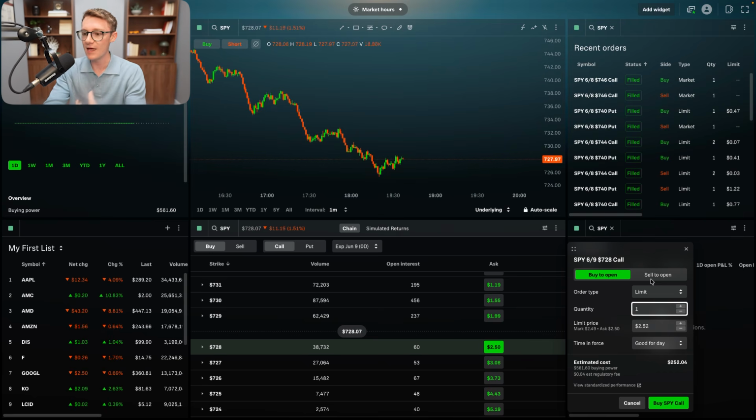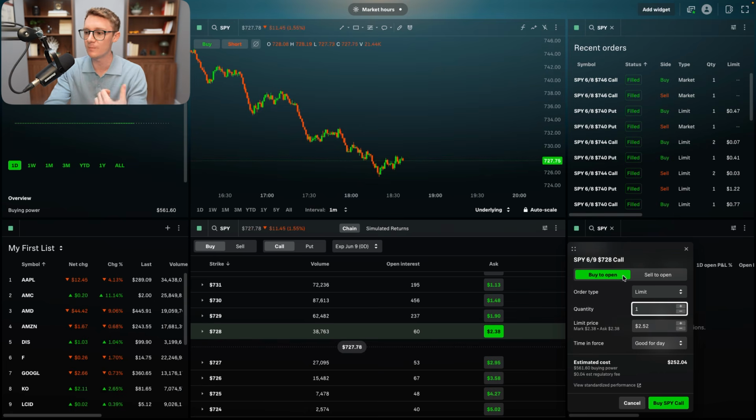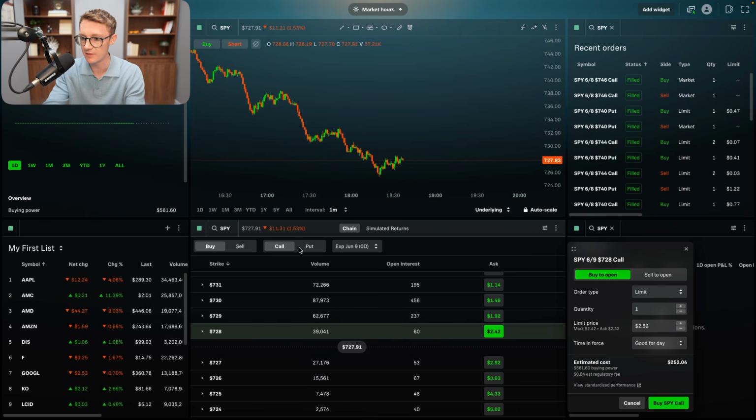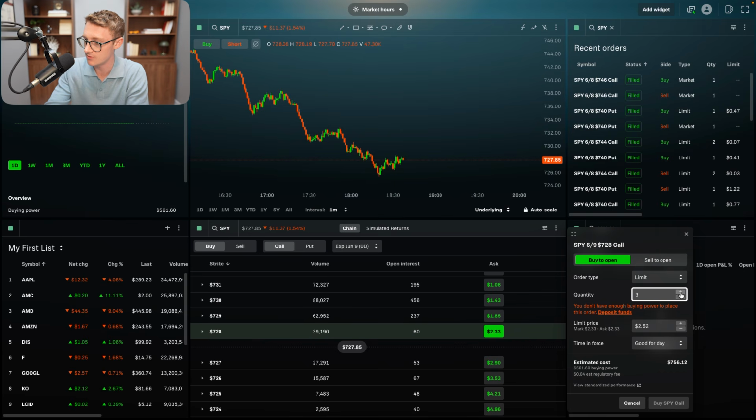If you're a beginner, and the way I trade especially is I'm only buying to open, okay? Whether that's a call or whether that's a put. We always want to make sure it's buy to open, okay? Let's say we want to buy to open this one contract. Obviously, we can buy more if we want to. I only have $500 in here, so we could only buy 2.